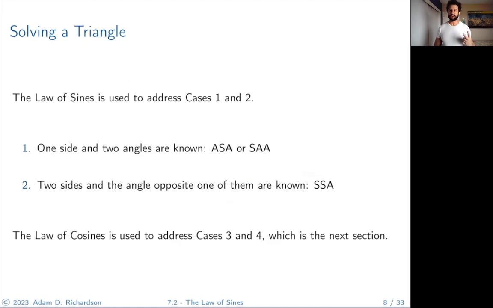The first two cases are what we're going to deal with today. The law of sines lets us address those two cases. So for this lecture, we're only going to be looking at triangles where we know two angles and a side, or we know two sides and an angle opposite one of those sides. So that's what we'll do today. The other two cases, cases 3 and 4, those are addressed by the law of cosines, and we'll get to that on the next section, section 7.3.